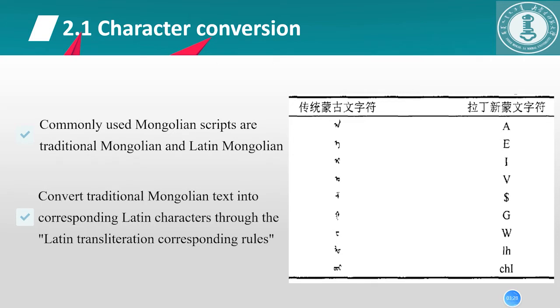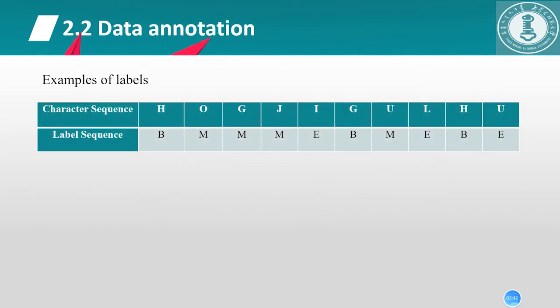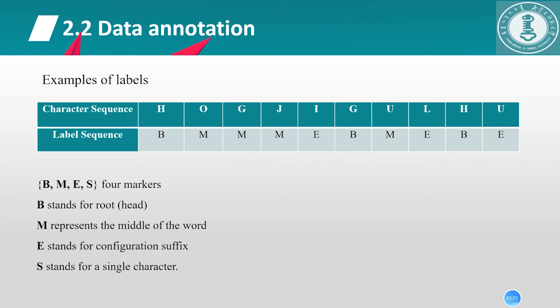The correct conversion between traditional Mongolian and Latin Mongolian is an important step in data labeling. In word segmentation, each character in the corpus needs to be marked with a single tag. In the experiment, 4 tags B, M, E, S were used for tagging, where B represents the root, M represents the middle of the word, E represents the configuration suffix, and S represents a single character.